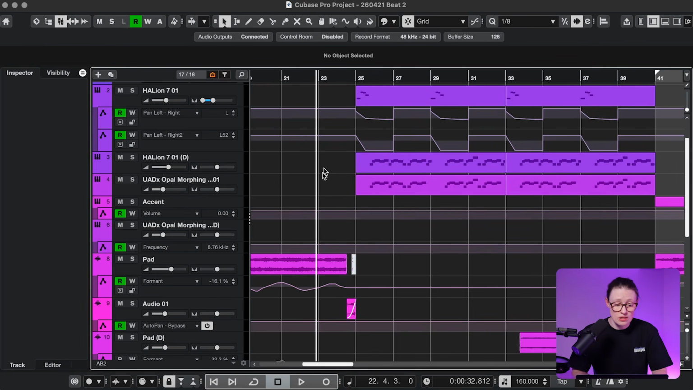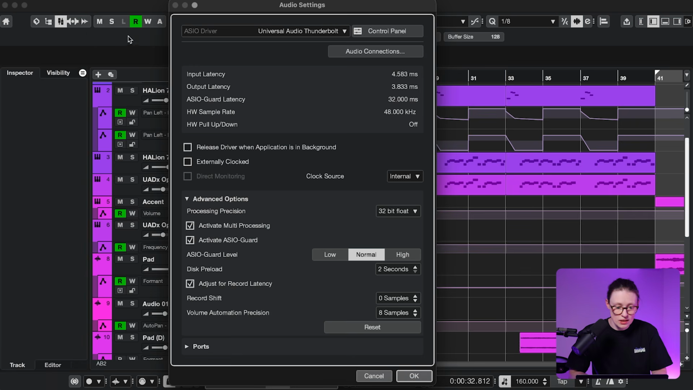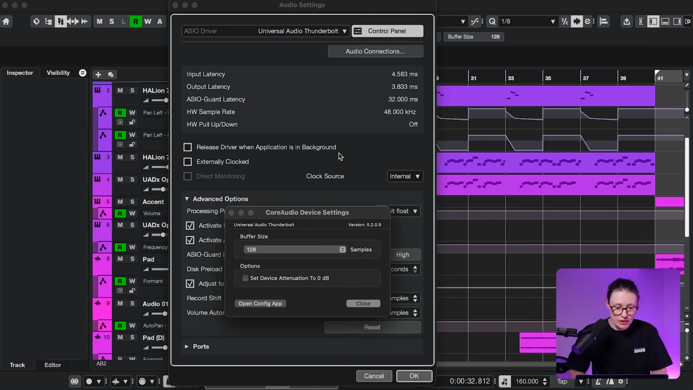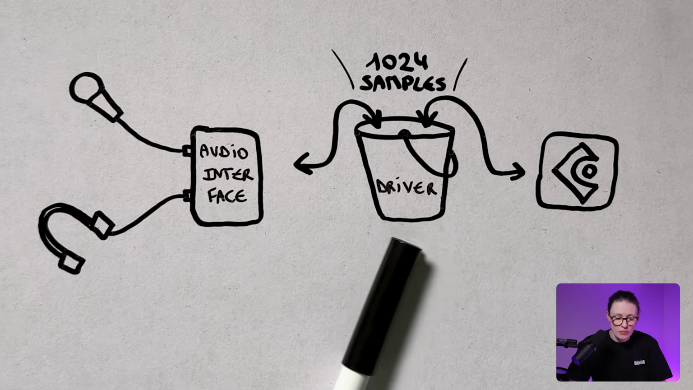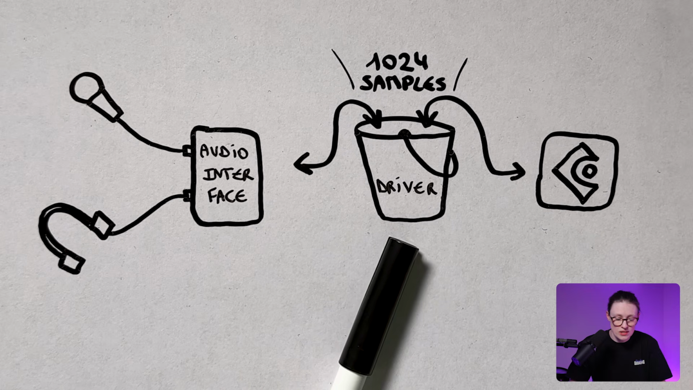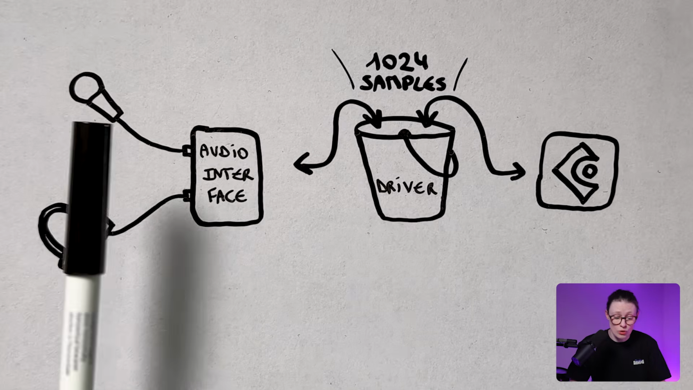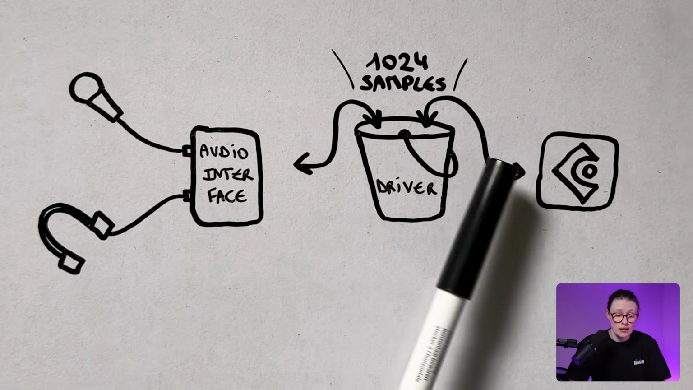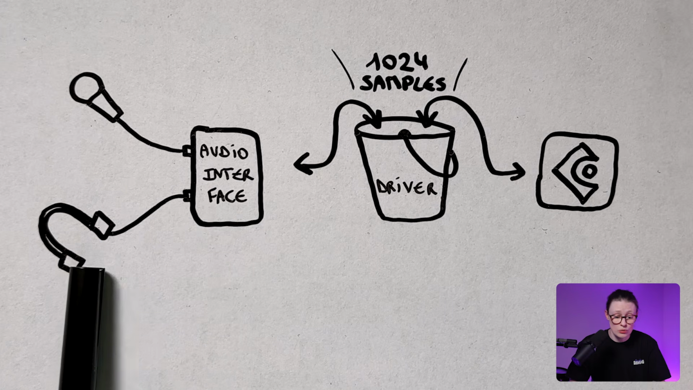First of all, what's causing the latency? Several things. One of them is the audio driver. In Cubase, go to audio settings, and then here you have your driver. And then if you go into the control panel, you can choose a buffer size. And that's telling you how many samples the audio driver is saving up and processing before sending them from your recording to Cubase, and the other way around, from Cubase to your headphones, so you can hear what you're recording.